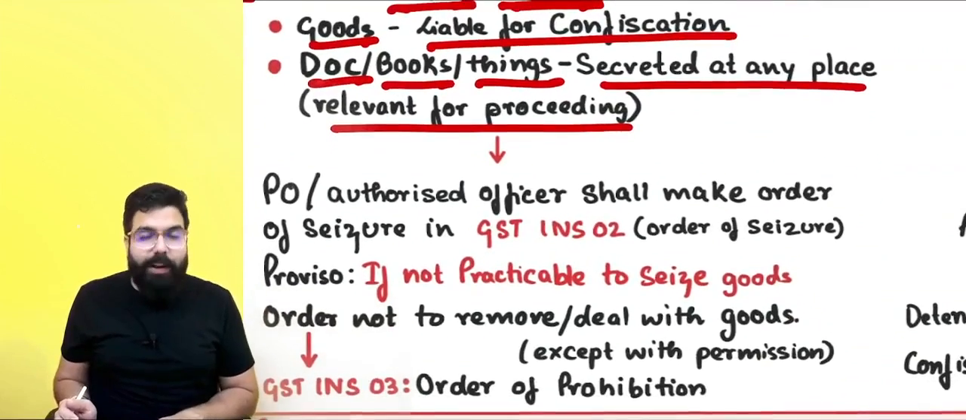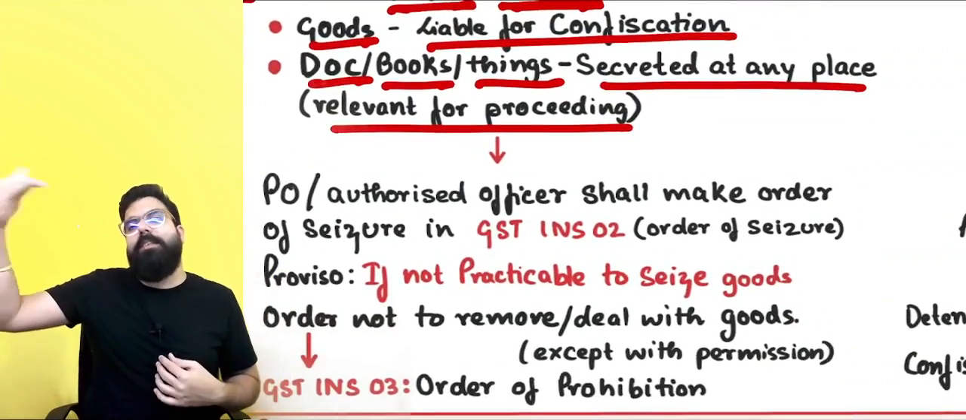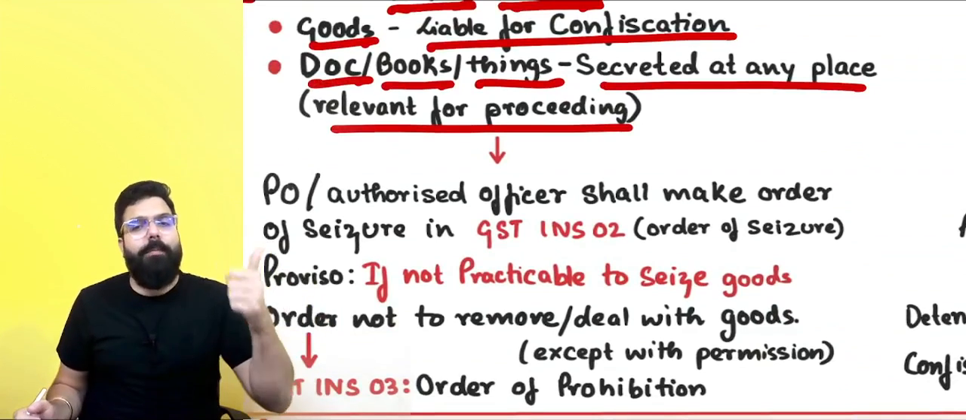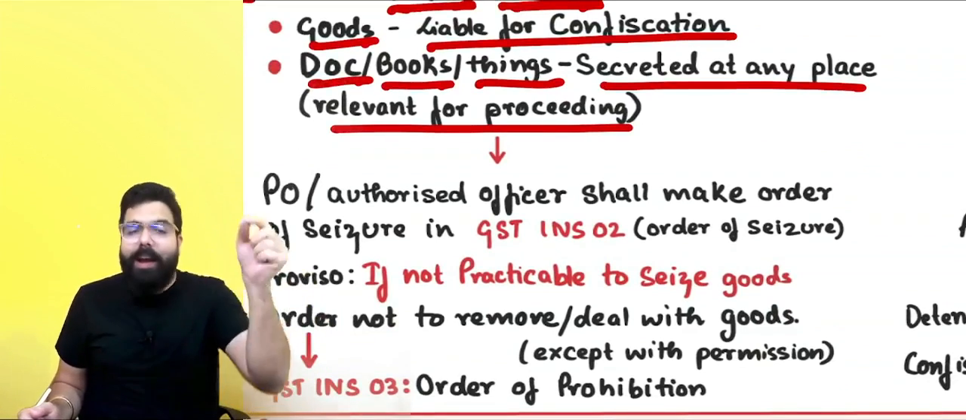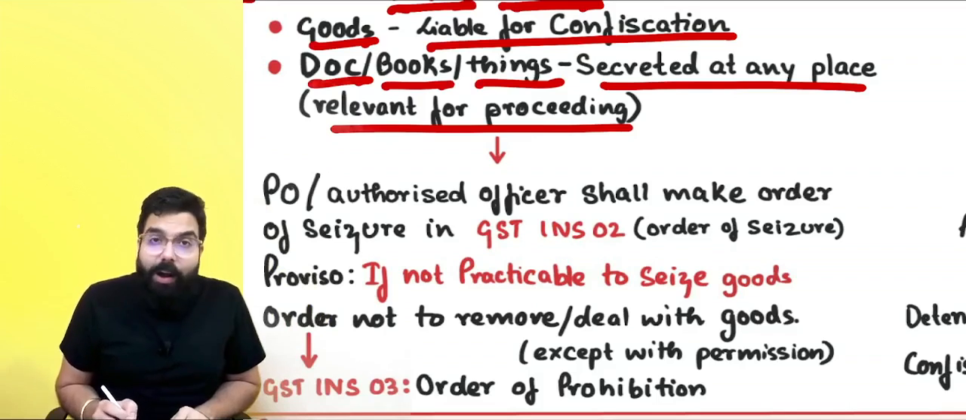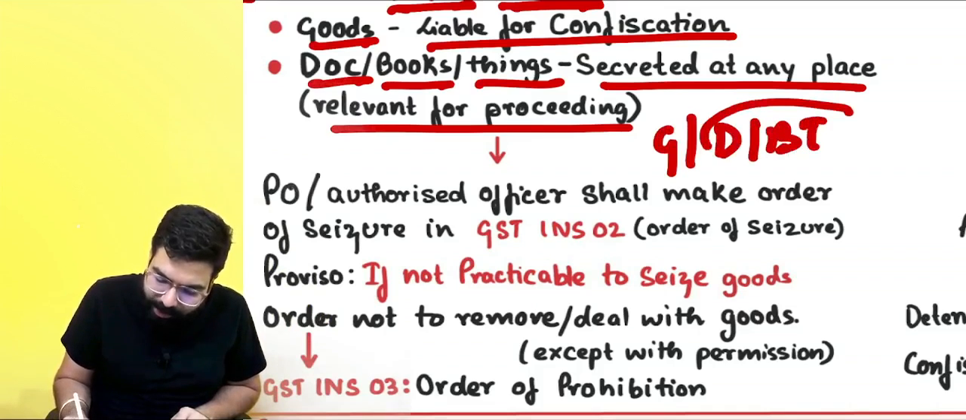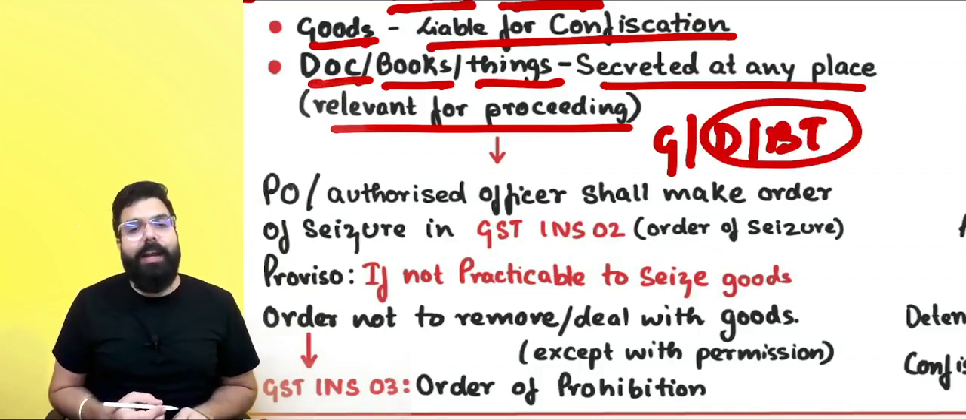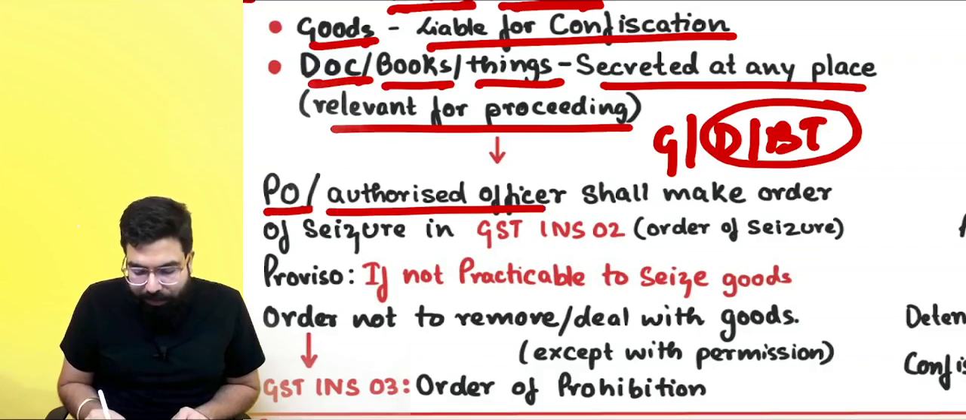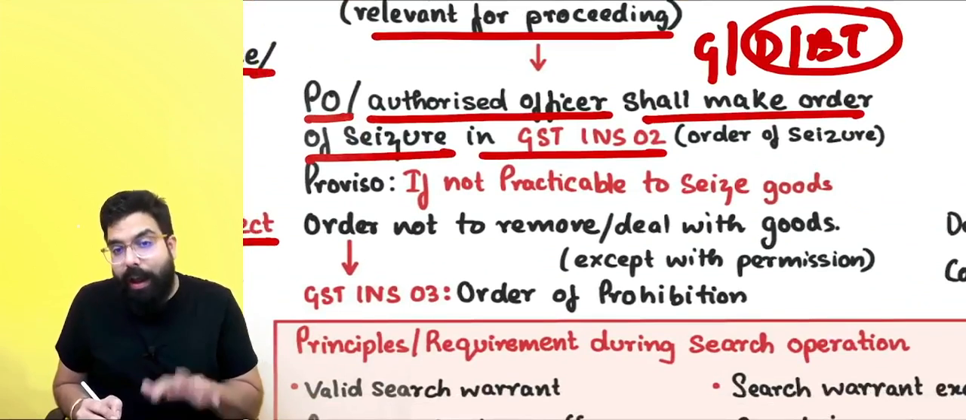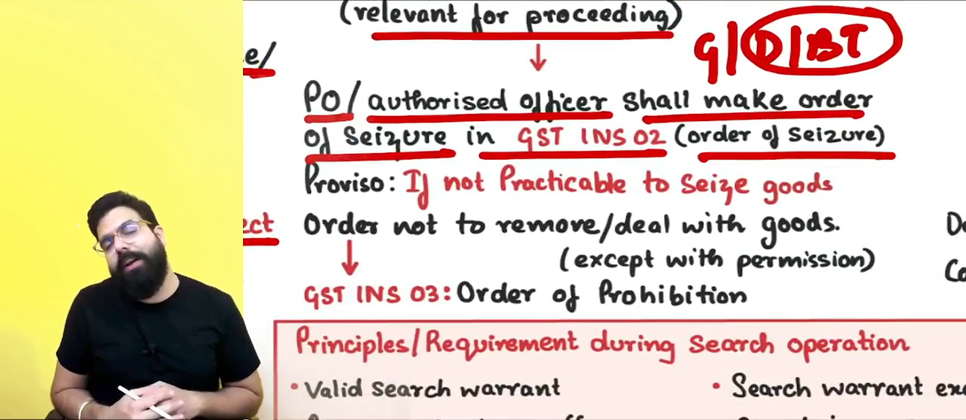Then proper officer will prepare one search team. He will send the search team to my business premises, and now they will search for documents, books, things, etc. And once they find all the goods which are liable for confiscation, documents, books, or things which are relevant for the proceeding, the proper officer or the officer authorized shall make an order of seizure in GST INS 02, and they will seize the goods and take them along with them.